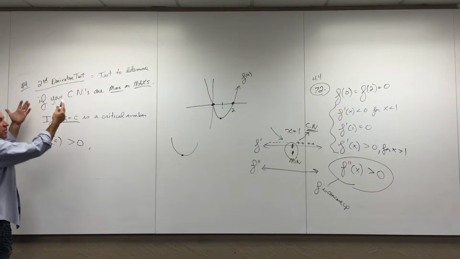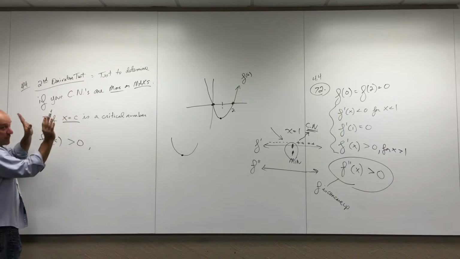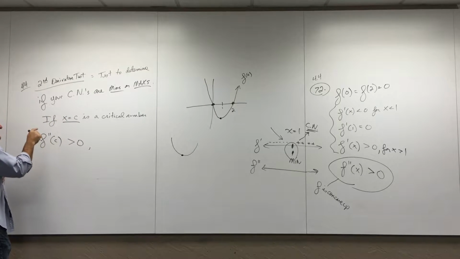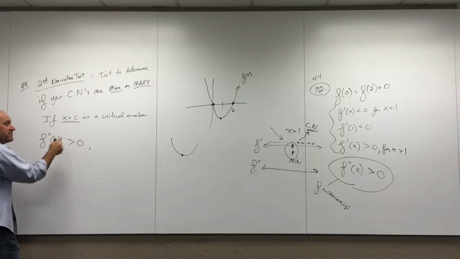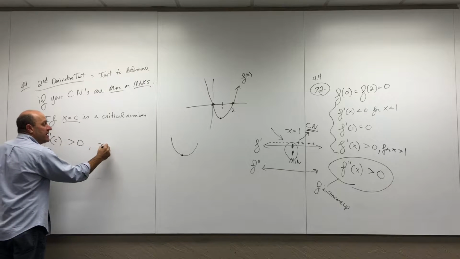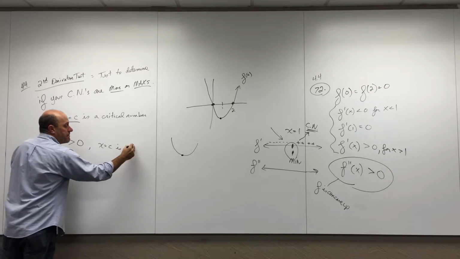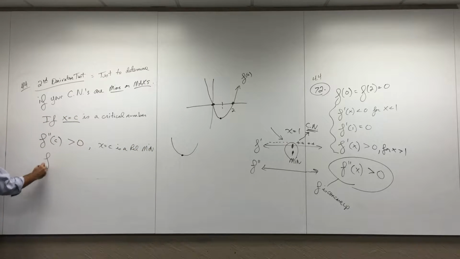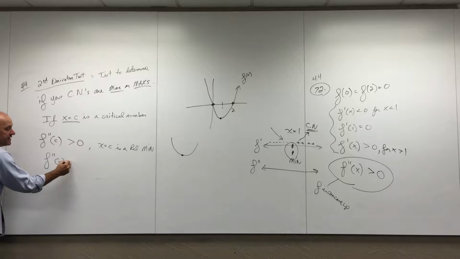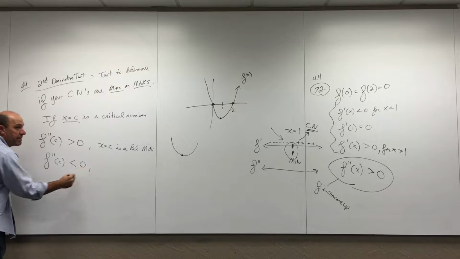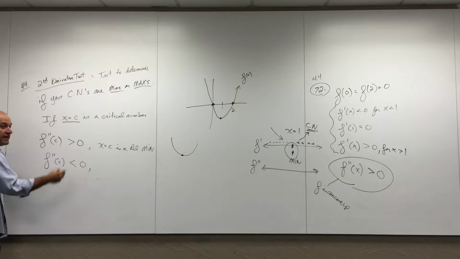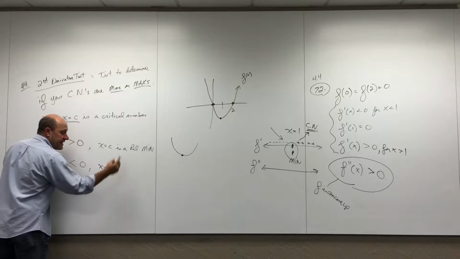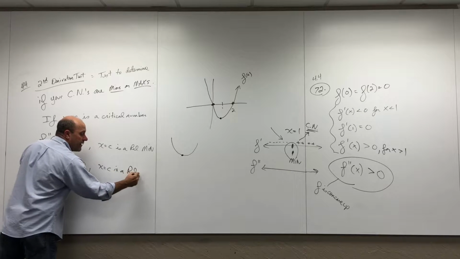That's how this works. If you take your critical numbers from your first derivative and plug them into the second derivative, the conclusion is if your second derivative is positive, that critical number is a min. And if the second derivative is negative, it's a max.